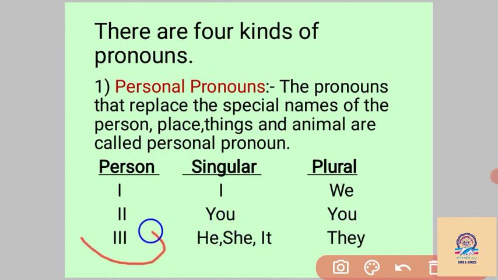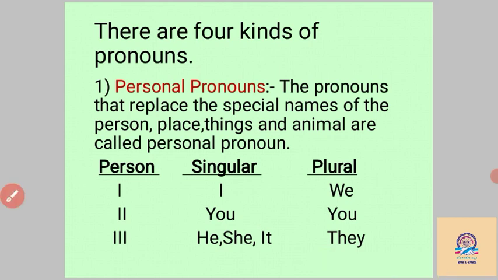Then the third person: the first person is the speaker and the second person is the listener, and both are talking about the third person, the other person. So we have to use he for the masculine gender, she for the feminine gender, and it for birds, animals and non-living things. And if the third person is plural, we have to use they as the personal pronoun.